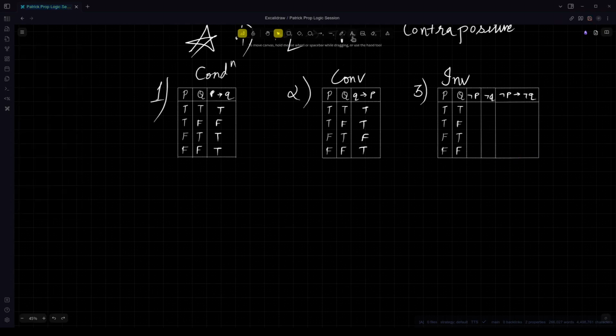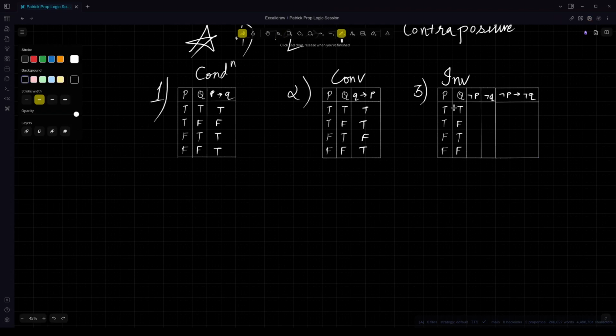Okay. So what would this be? So this column just picks the opposite. So false, false, true, true. Okay. What about this? So same again, but the opposite for Q. So false, true, false, true.